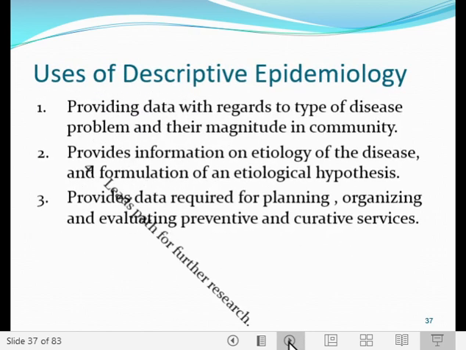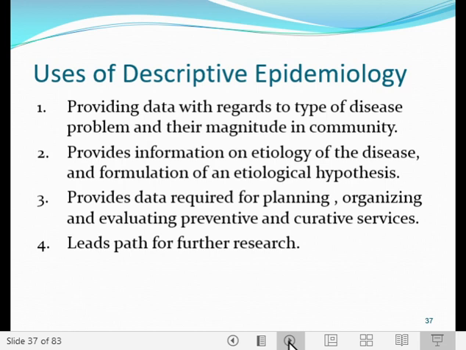What are the uses of descriptive epidemiology? It provides data with regards to the type of disease problem and the magnitude in the community. It provides information on etiology of the disease and formulation of an etiological hypothesis. It provides data required for planning, organizing and evaluating preventive and curative services, and it leads the path for further research.